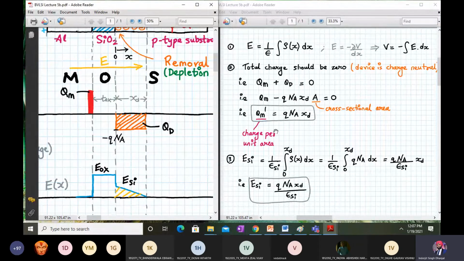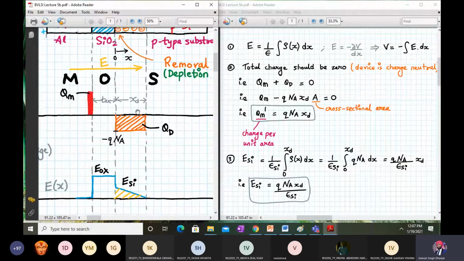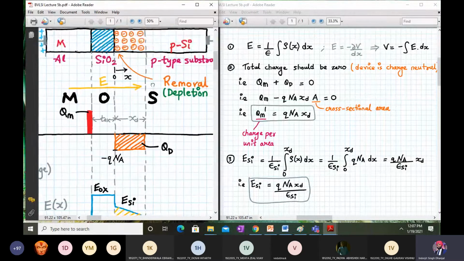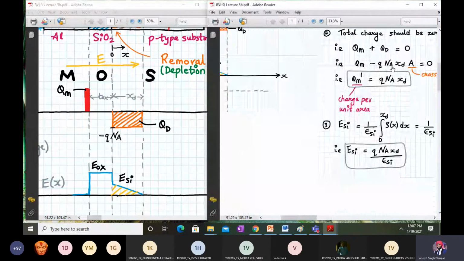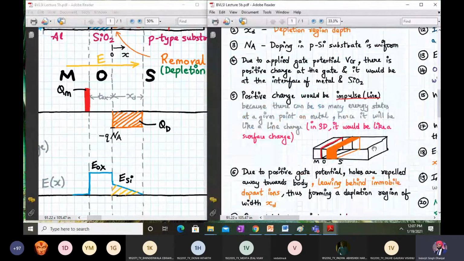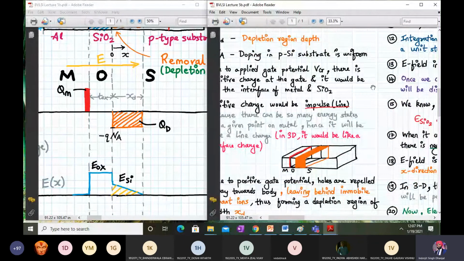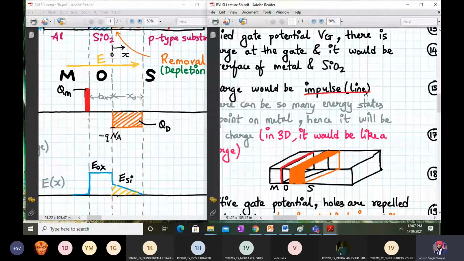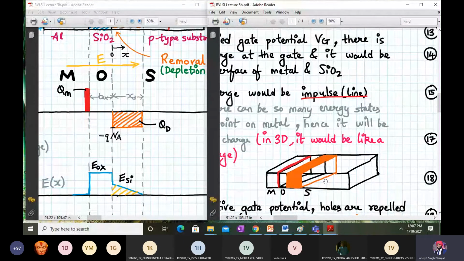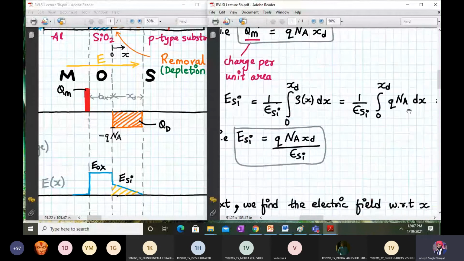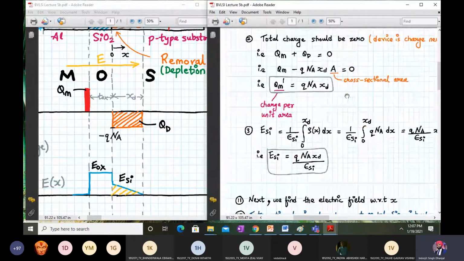So the area of this rectangle will be minus q Na into XD. We also consider A, the cross sectional area, because this is only a 1D picture. In 2 dimensions, it will be the cross sectional area of this depletion layer, as I have shown earlier. So this orange color is my depletion region. We are only seeing the front view of it basically. Okay, let us go back to this point.